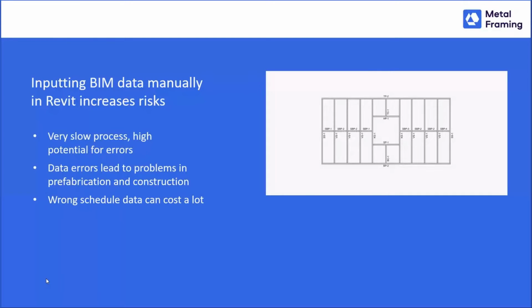Inputting BIM data manually in Revit increases risks because it's a very time-consuming workflow. There's huge potential for errors, and data errors can lead to problems in prefabrication and construction. Imagine if you send an assembly with the elevations and schedules, and those schedules have errors in data. This can cost you a lot.